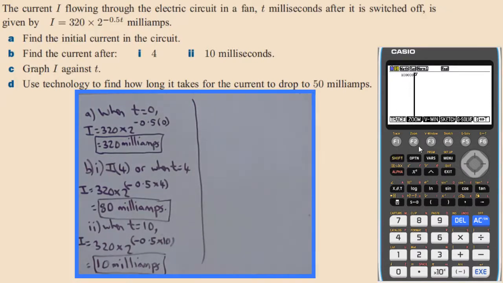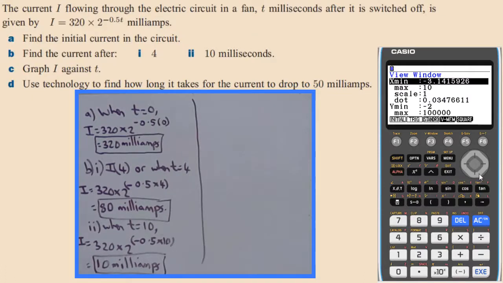So what we're going to do, go to the V window and we're going to go straight to that Y max. At the moment it's on 100,000. So let's set it to 350. That would be quite nice. You don't want to set it to 320. It's good to have a bit of room up the top. So 350. Y min minus 2. I think that's okay. X max, we don't really know about X max until we do know. So 10's probably reasonable. And we certainly don't need anything in the negative.